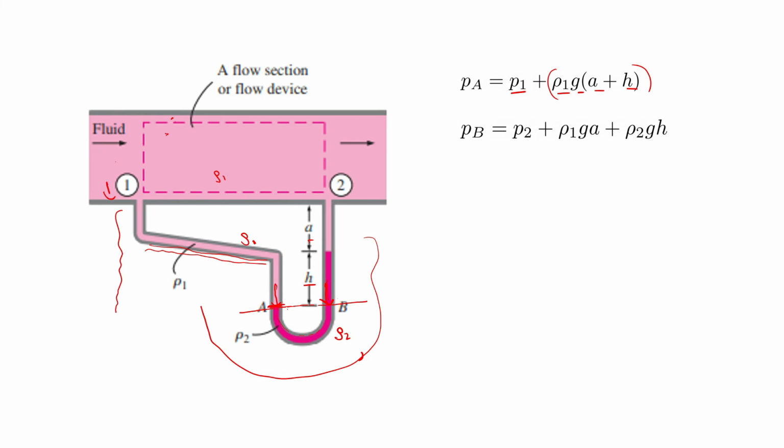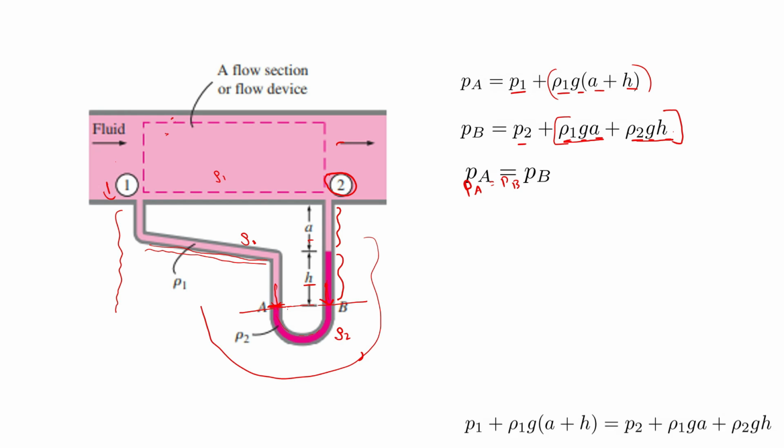And what is PB? PB is equal to P2 plus rho 1 g into a plus rho 2 g into h. See, P2 is the pressure here. And there is a liquid column here, which exerts a pressure equal to rho 1 g into a. And here also there is a pressure equal to rho 2 g into h. Together this is the hydrostatic pressure. Since both are equal, PA is equal to PB.